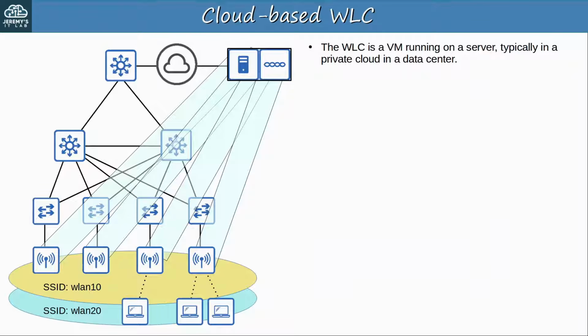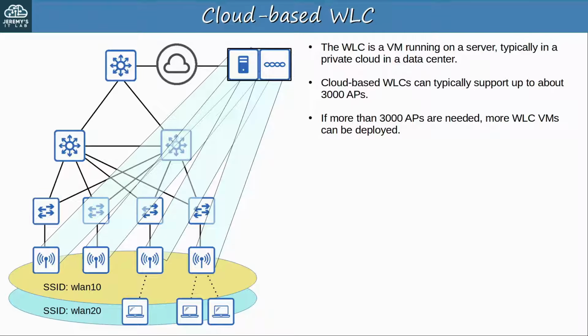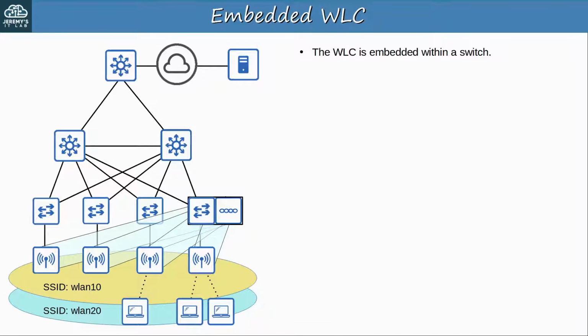Next is the cloud-based WLC. In this case, the WLC is a VM running on a server, typically in a private cloud in a data center. This kind of WLC can typically support up to about 3,000 APs, and again, if more are needed, you can add more WLC VMs. I'd like to repeat here that a split MAC architecture with a cloud-based WLC is different than the cloud-based AP deployment we looked at earlier. These are lightweight APs, and cloud-based just refers to where the WLC is.